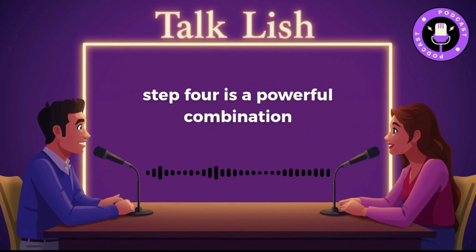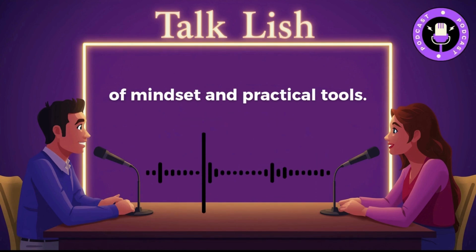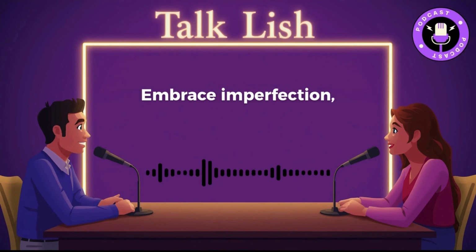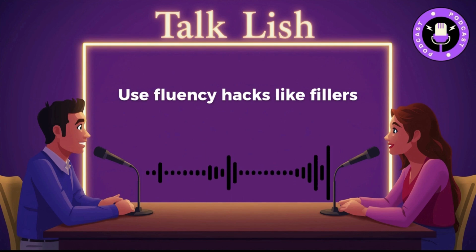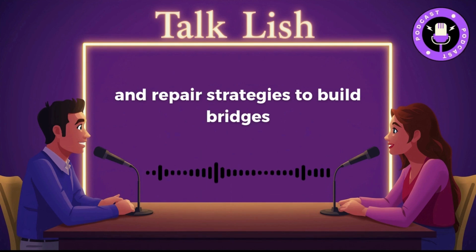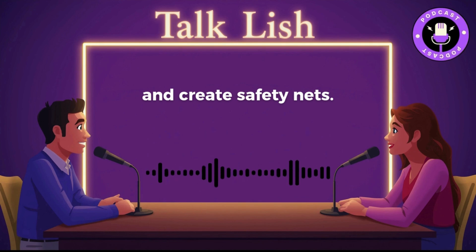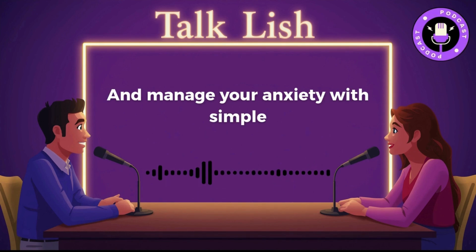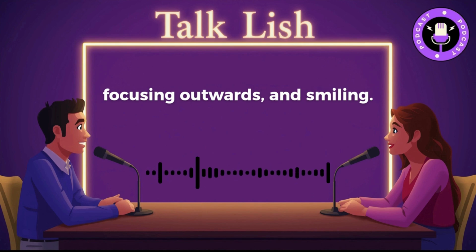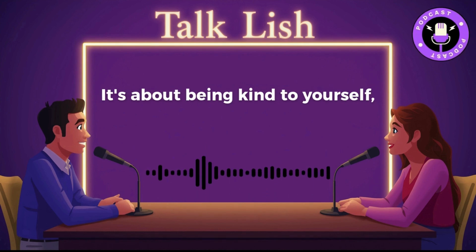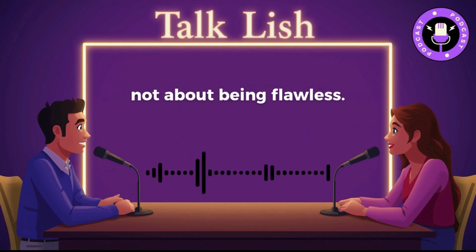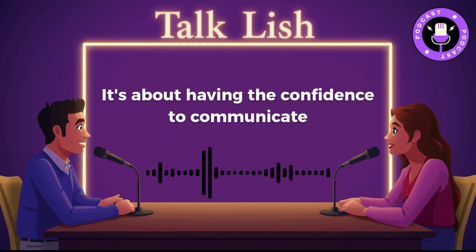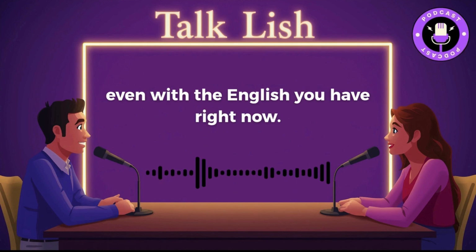So, step 4 is a powerful combination of mindset and practical tools. Embrace imperfection, because communication is about connection, not perfection. Use fluency hacks like fillers and repair strategies to build bridges and create safety nets. And manage your anxiety with simple techniques like breathing, focusing outwards, and smiling. It's about being kind to yourself and recognizing that fluency is not about being flawless. It's about having the confidence to communicate your thoughts and ideas, even with the English you have right now.